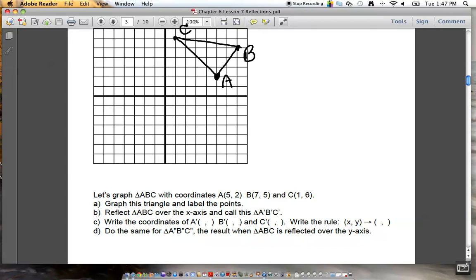Okay, does everybody get ABC looking like that? Yup, we did. All right. So let's look at what part A says. It says draw the triangle, label the points. Done. Next it says reflect it over the x-axis, and call this triangle A prime, B prime, C prime. Now, to reflect it over the x-axis, I can do this in one of two ways.